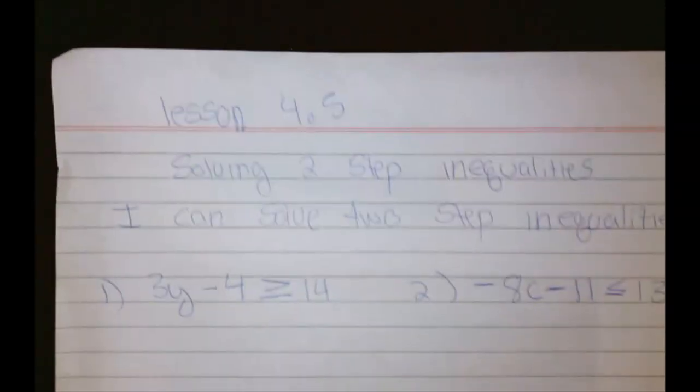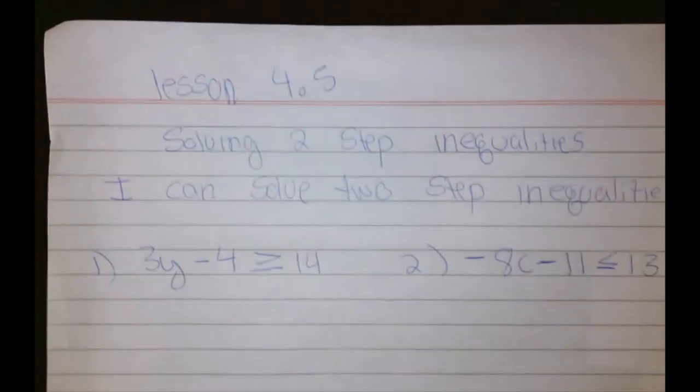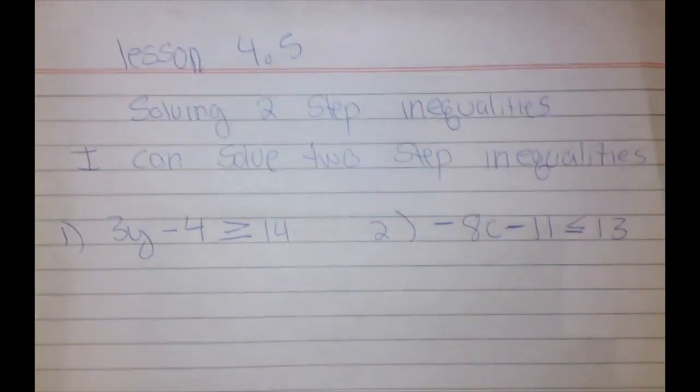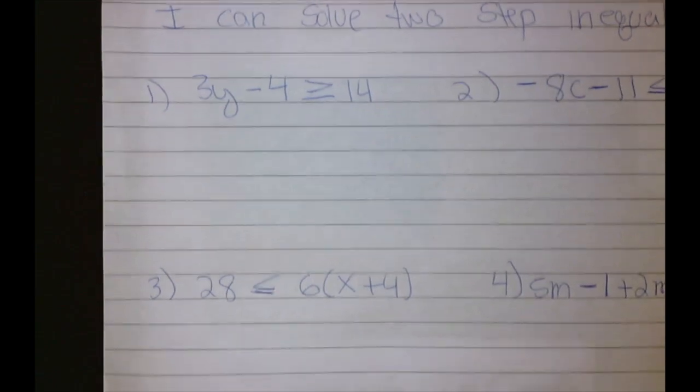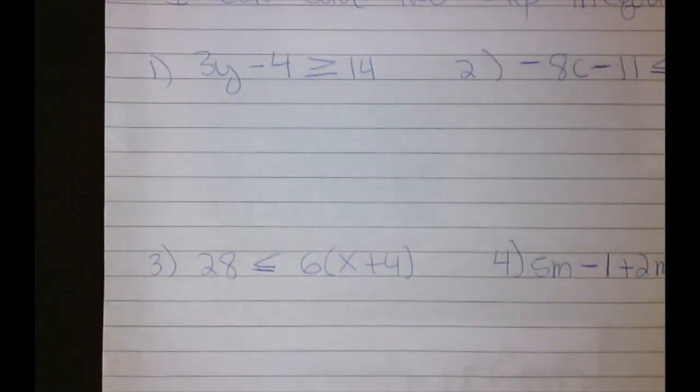Today's lesson is lesson 4.5 on solving two-step inequalities. The learning goal is I can solve two-step inequalities. Let's begin. 3y minus 4 is greater than or equal to 14.